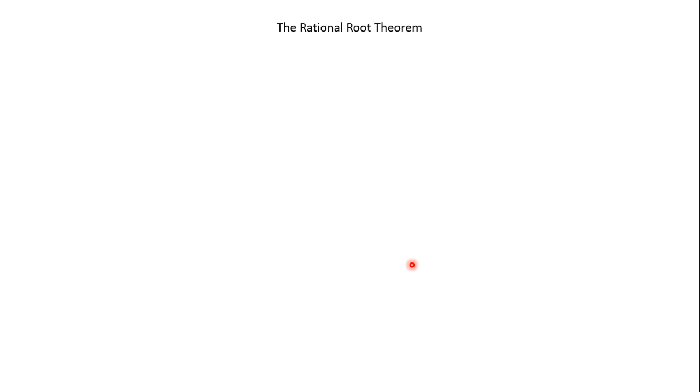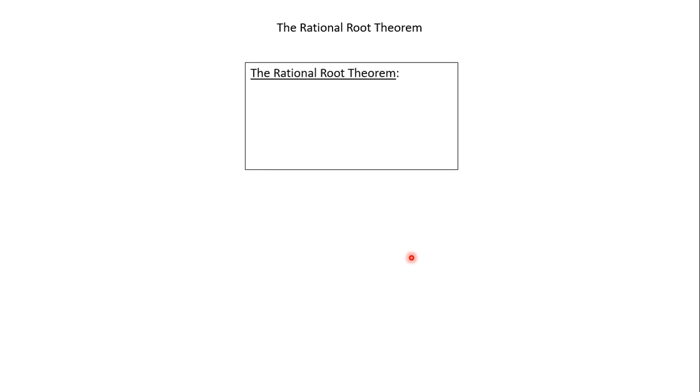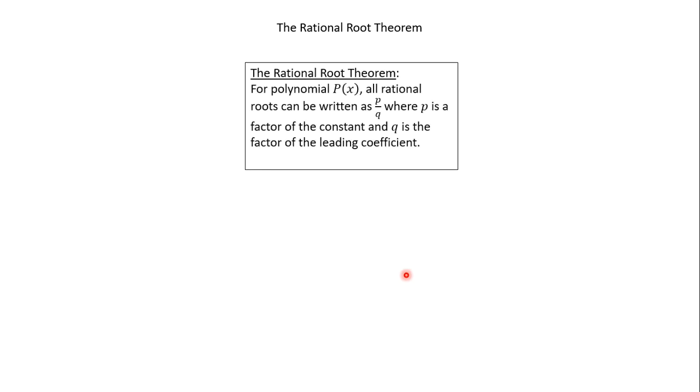So let's see what this rational root theorem is all about. What it says is, for a polynomial p of x, all rational roots can be written as p over q, where p is a factor of the constant and q is a factor of the leading coefficient. Makes perfect sense, right? Not really, but it will in just a minute.